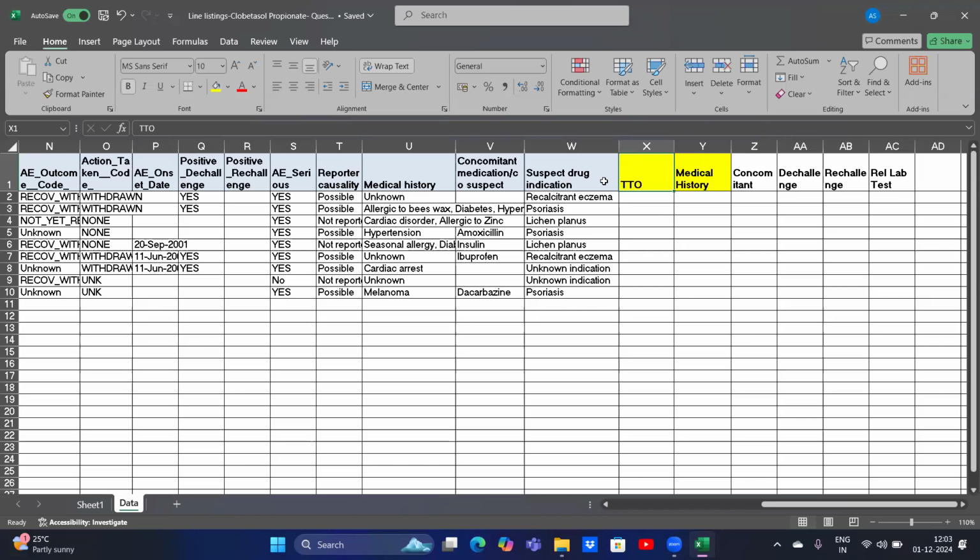For this particular section 16, we'll be receiving raw data in the format of line listing itself. Is that correct? Right. The line listing is in the format of Excel. Okay.